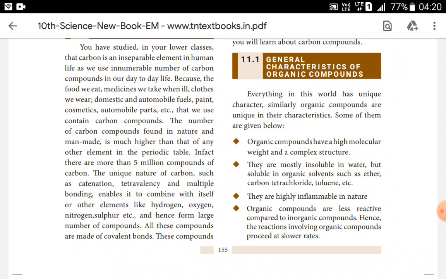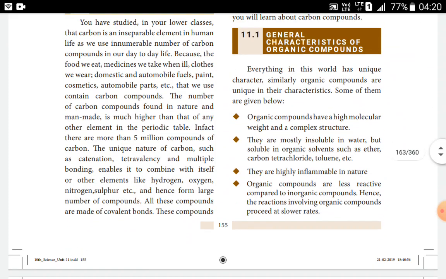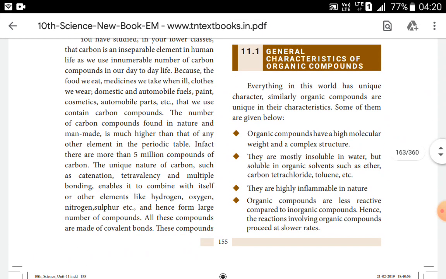So now we enter into our 10th standard portion. See, carbon is an inseparable element in human life. Carbon is an inseparable element that cannot be separated from life. And also see, we use a countless, innumerable number of carbon compounds in our day-to-day life.